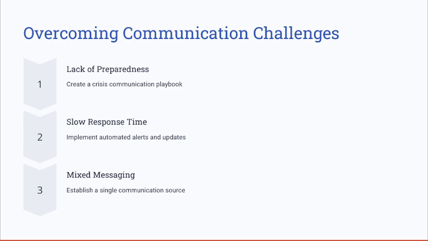Here are the common crisis challenges that you might face. Proactively addressing communication barriers prevents escalation. These challenges include a lack of preparedness, which you can mitigate by having a crisis communication playbook. The next challenge is slow response time, which you can mitigate by automating alerts and updates. Also, mixed messaging, which you can mitigate by establishing a single communication source.